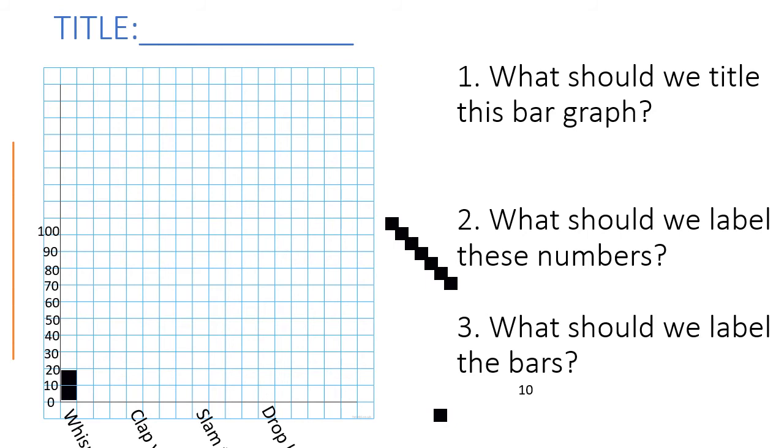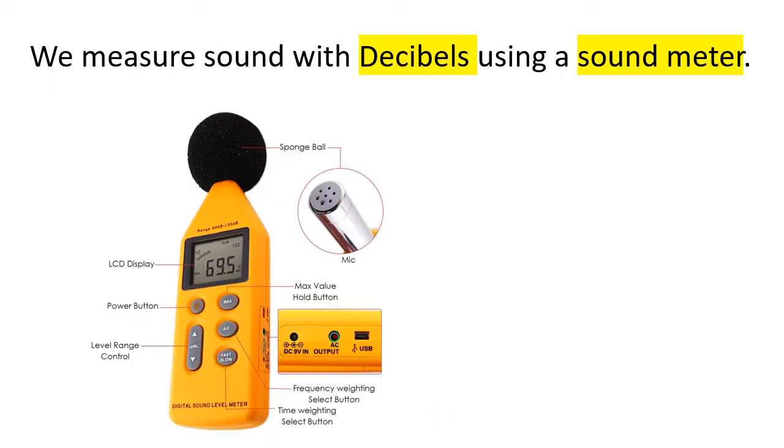So what would you call this bar graph? What would you label the numbers? What are we counting? Okay. So we learned that we measure sound with decibels using an apparatus called a sound meter.